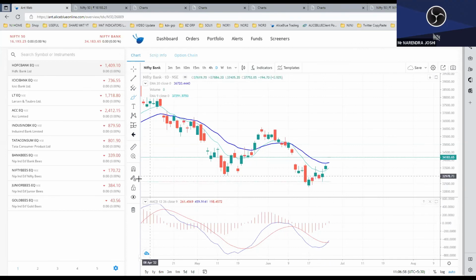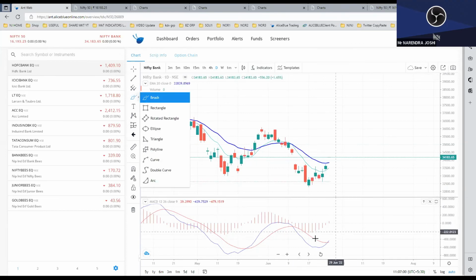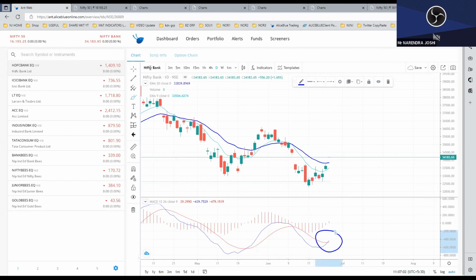So this indicator is called MACD. As per this also, if you can see the Nifty Bank, some crossover is there. That crossover means that some upside we can see in the market. And this histogram is also included in this indicator. So it helps to get trades as per the crossovers.